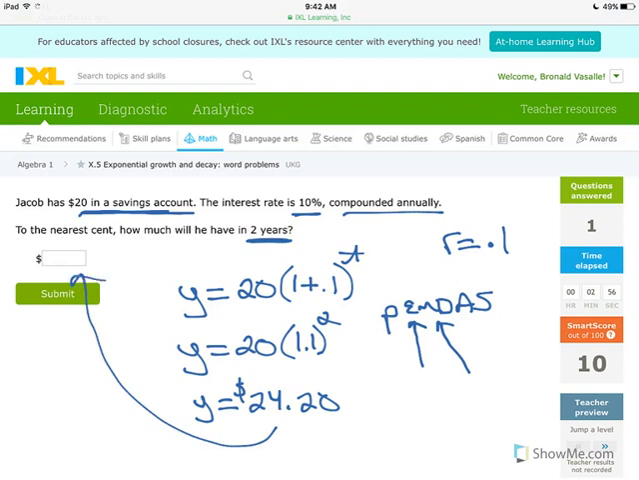So the difference between this question and the last question: they wanted to know how much interest she earned over those 2 years. This one they just wanted to know how much money Jacob will have in his account. So he started with $20 and he ends up with $24.20.